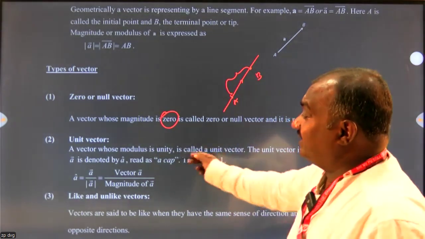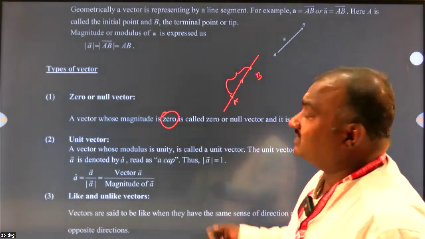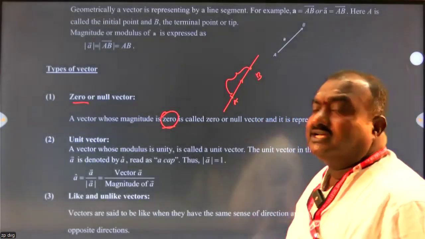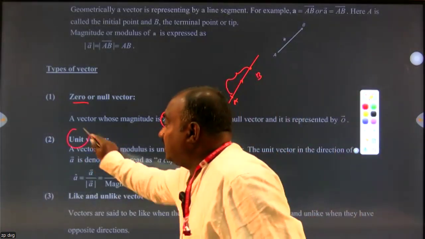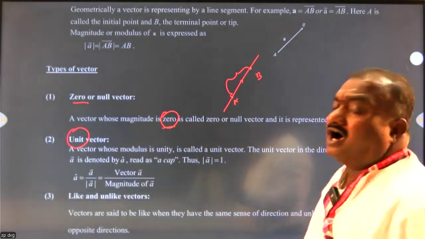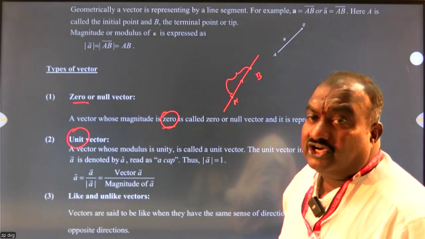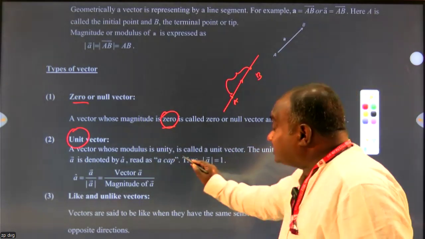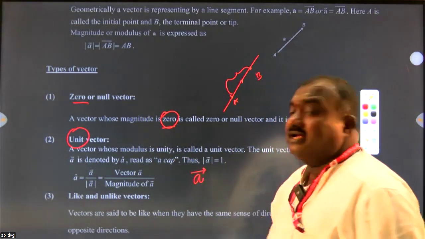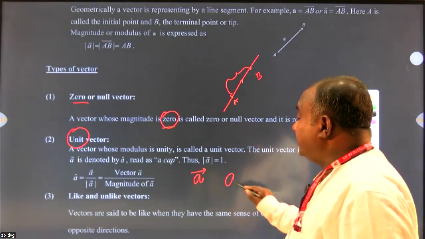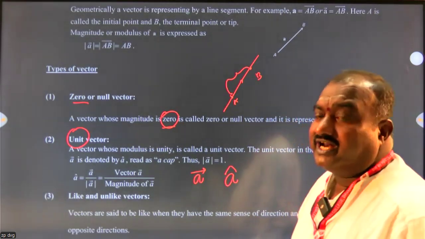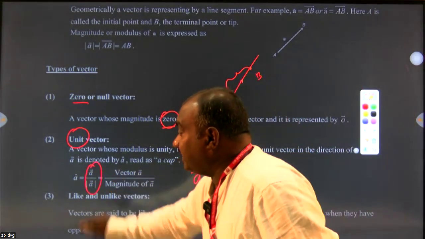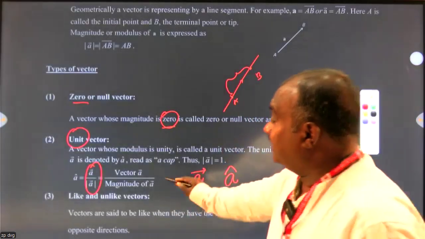And what is the unit vector? Another type of vector is the unit vector. Zero vector means the magnitude is 0. Unit means 1, so the vector whose magnitude is 1 unit, or unity, is called a unit vector. The unit vector in the direction of A bar is denoted by A cap, read as A cap, and A cap is equal to A bar by modulus A bar.